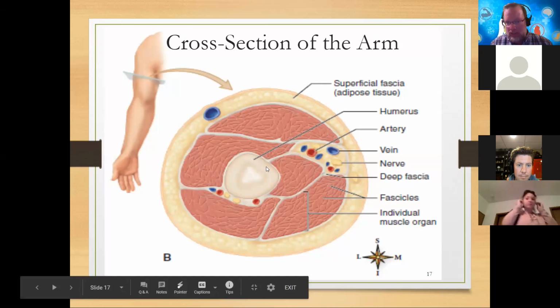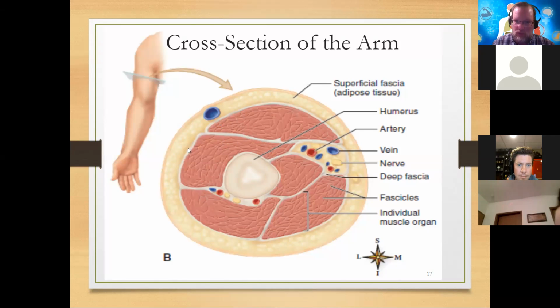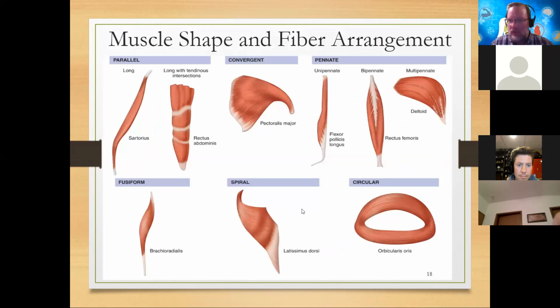Again, we look at a cross section. We see bone and then some muscle surrounding the bone. And again, each of these is an individual muscle, and these individual muscles are all connected to one another via what we call fascia.